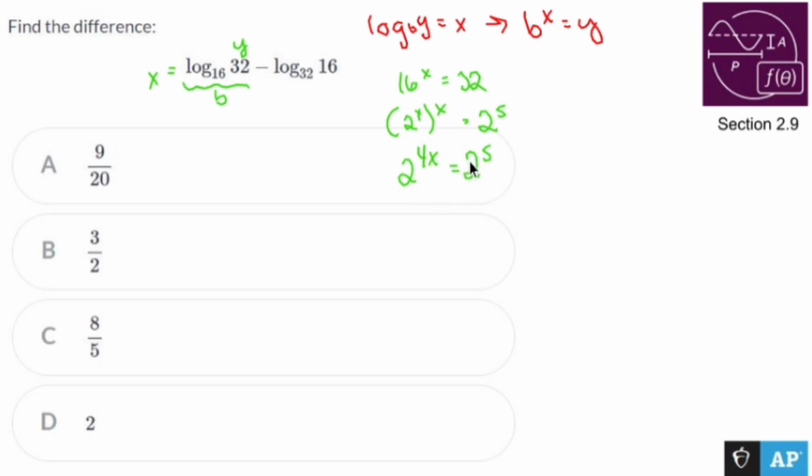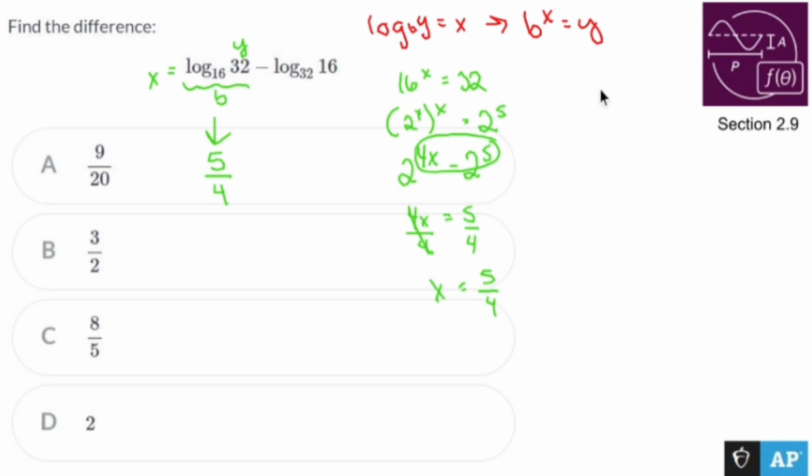Now that I have the same base and they equal each other, the exponents equal each other. So 4x equals 5, divide by 4, divide by 4, and x equals 5/4, which means this expression, log base 16 of 32, is the same as 5/4. Now, there's a bit of a shortcut, but this is how I'm going to handle this one.